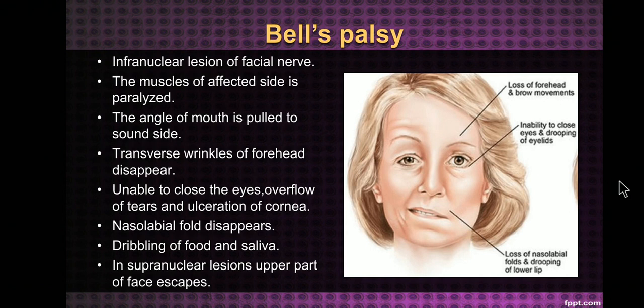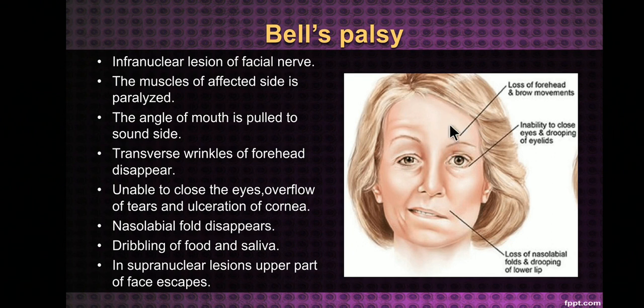So injury to the facial nerve, or a lesion, when the facial nerve is cut, is called Bell's palsy. That means mainly Bell's palsy is an infranuclear lesion of the facial nerve. So what do you mean by an infranuclear lesion? The facial nerve actually emerges from the brainstem pons where the facial nucleus is present. So each nucleus will receive fibers from the cerebrum. They are called supranuclear fibers.